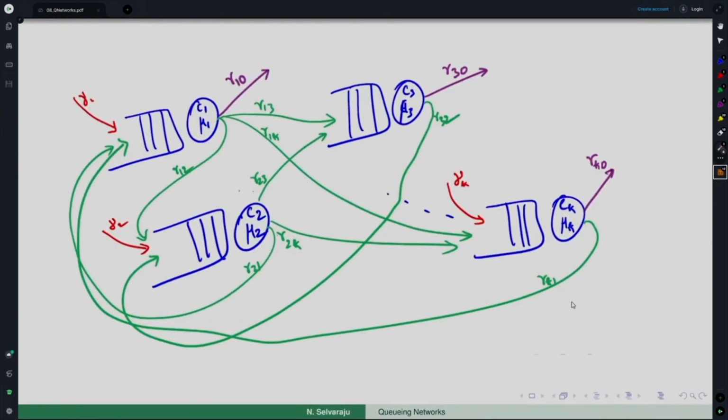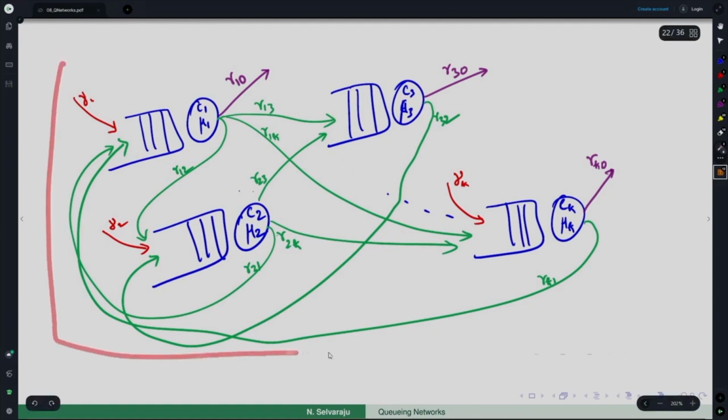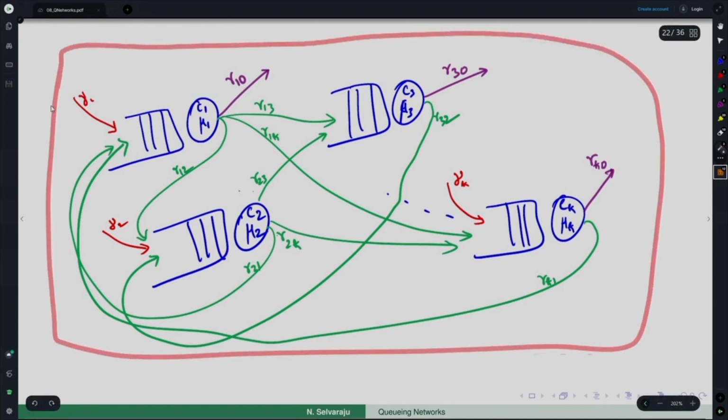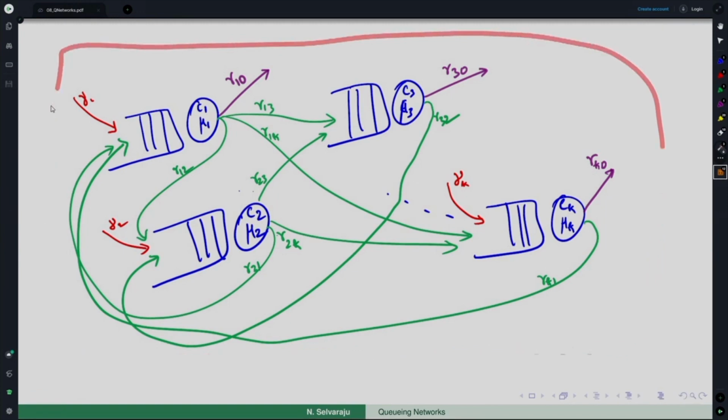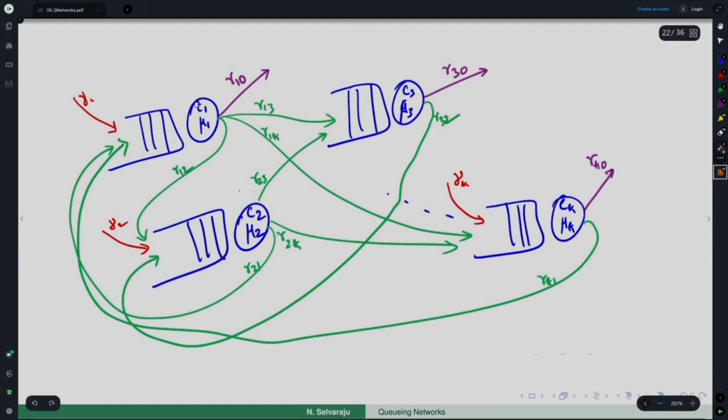Okay. Recall in the previous lecture, we have drawn this just to depict one typical open Jackson network, where there are k nodes. In each node there are Ci servers with the rate mu i, and capacity is infinite under each node. These red arrows depict the arrivals from outside, and these purple arrows depict the departures from any particular node to the outside world, and these green arrows depict the movement or routing of customers from one node to the other according to certain probabilities.